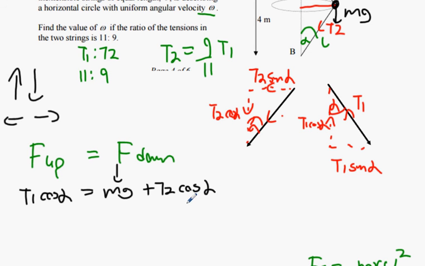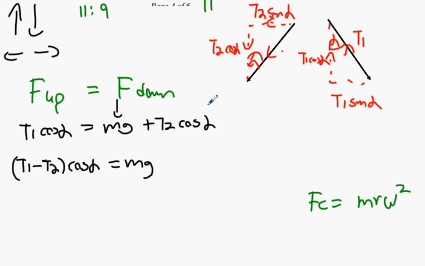I can then move it over one side. I'll do that now in a second. Move everything over. I'm going to get T1 minus T2, in brackets, cos alpha equals mg. I'm going to stop there because I can't predict anything else that's going on at this point in time.